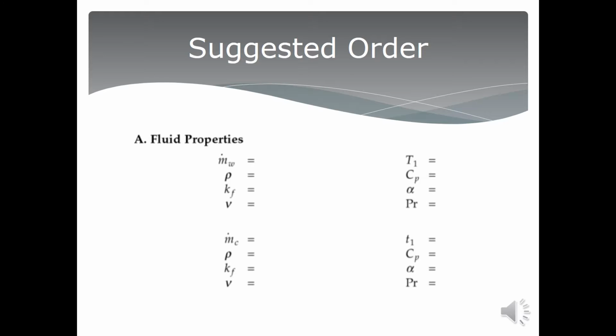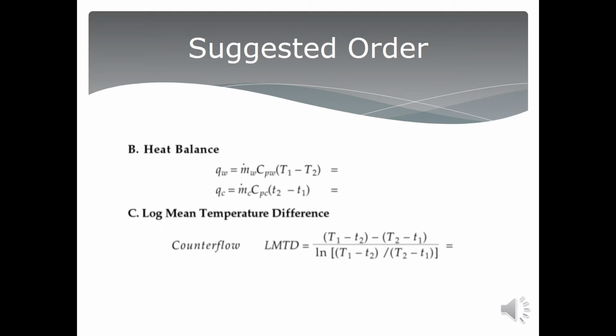The first step of solving this problem, part A, is finding the fluid properties. These can be given to you, looked up online, or looked up in the textbook from tables. You need to do this for both the warm fluid and the cold fluid. Part B is the heat balance. You can find the heat transfer for both the warm and the cold fluids here.